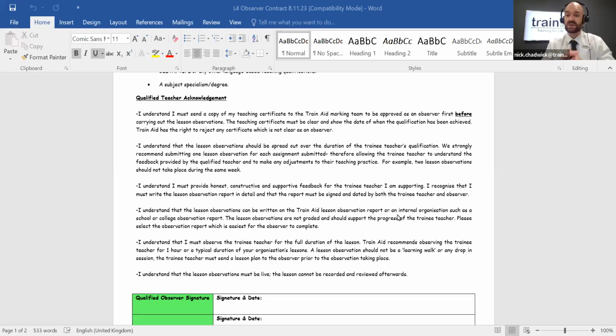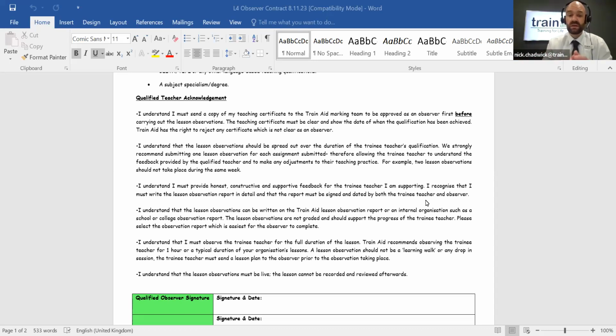It gives the chance for the level 4 candidate to really improve upon the feedback given after each of the lesson observations as well. So please make sure that there is a gap in between each of the lesson observations.